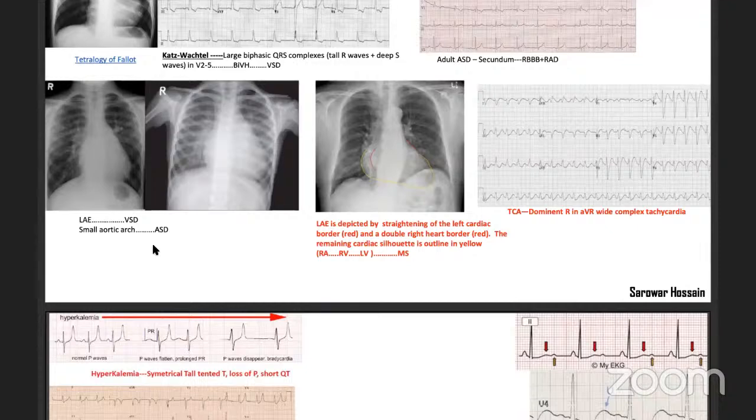Cardiac images are not that good. Some of them are good, but not all of them. Okay. Next. This one is also some double heart border. They have already marked it. LAE is depicted by straightening of the left heart border and a double heart border. The remaining cardiac silhouette is outlined in yellow. Mitral stenosis. That's not mitral stenosis.